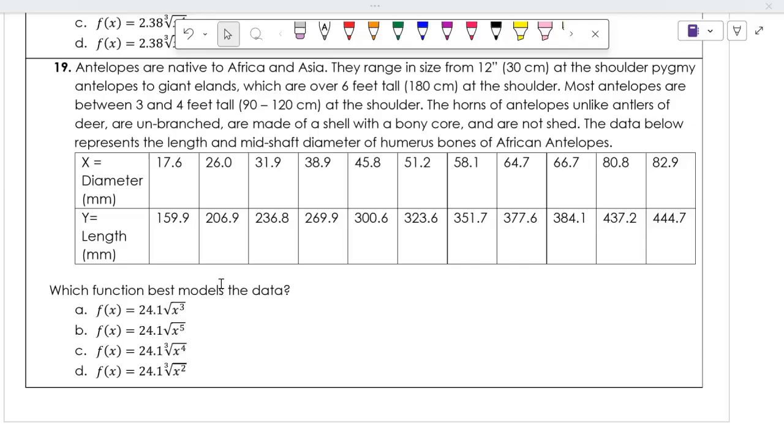So in order to do this problem, you're given a whole bunch of data. Note that it says right here, x equals diameter, y equals length, and I'm given all of these values. Truly, the only way to do this is to make what is called a regression equation. And so we're going to do what is called a power regression. So what you're going to do is you're going to go into your calculator and you're going to input all of this information into the table.